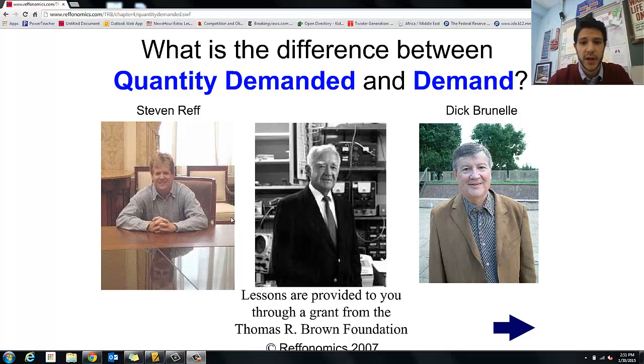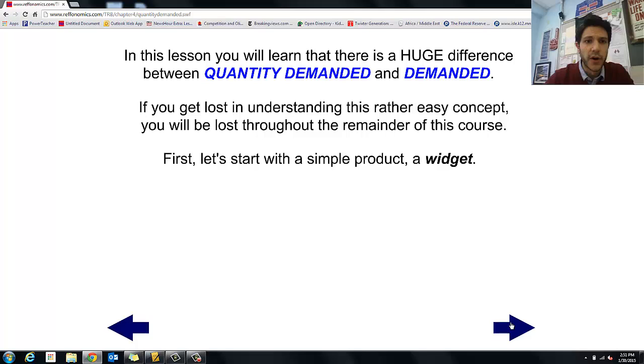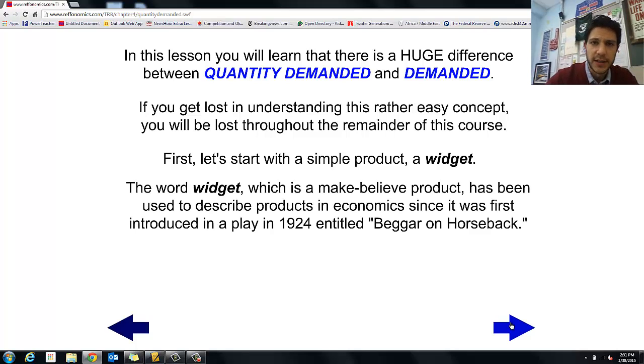All right. So from Ref Brown and Dick, here we go. We're going to talk about quantity demanded versus demand. We're going to really get into the heart of what economics is about and how individuals make choices. Yes, there are costs, but now let's put numbers to it. The first thing to know is that there's a big difference between quantity demanded and demand. When you demand something, it's very different than the quantity that you do demand. If you get lost in understanding this, it's going to be tough for you to catch up this semester.